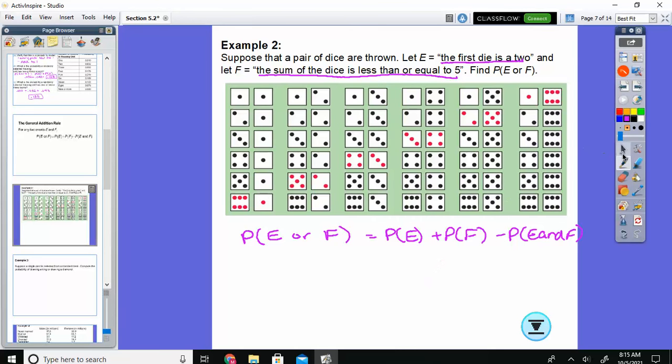The probability of E. E says the first one is a 2. So the first one being a 2 are those right there. We have a 2 and a 1, 2 and a 2, 2 and a 3, 2 and a 4, 2 and a 5, 2 and a 6. So we have 6 options where the first one is a 2. Out of how many total combinations did we have here? 36.